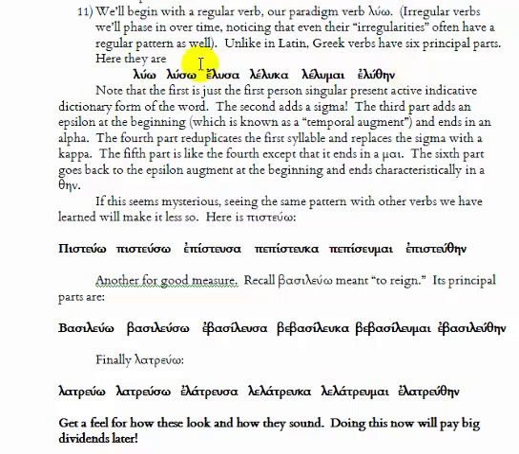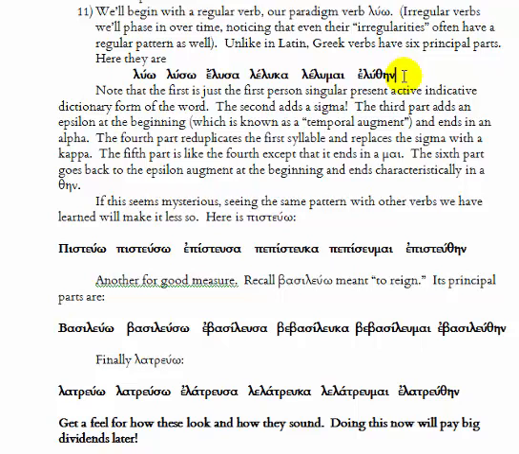So here they go. Let's just get into it. Luo, luso, elusa, leluka, lelumai, eluthane. One more time. Luo, luso, elusa, leluka, lelumai, eluthane.